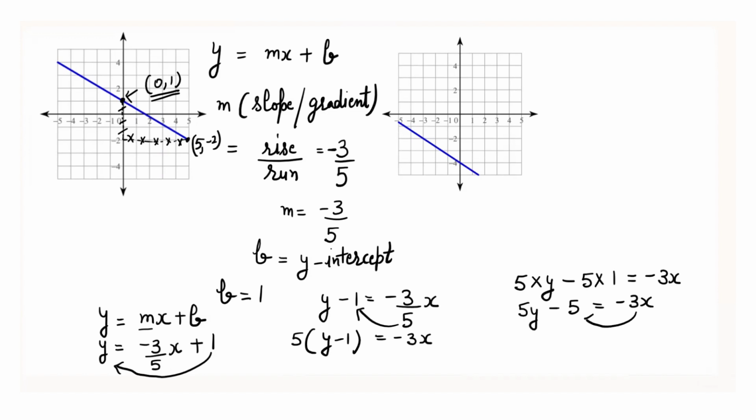You can take this 3x value to this side. When you take this -3x to this side, it will be a positive value. 3x + 5y - 5 = 0. So that is the equation of the line. The equation of this line is 3x + 5y - 5 = 0.